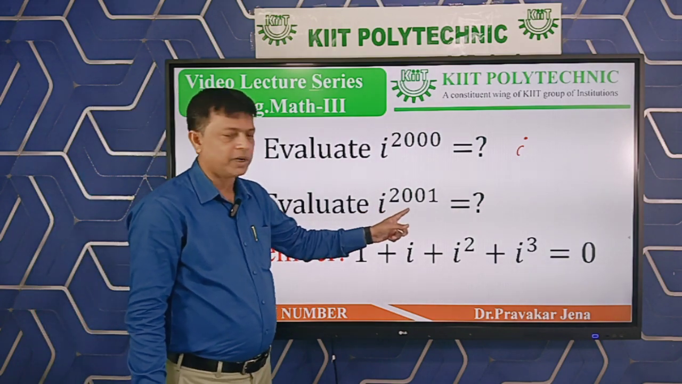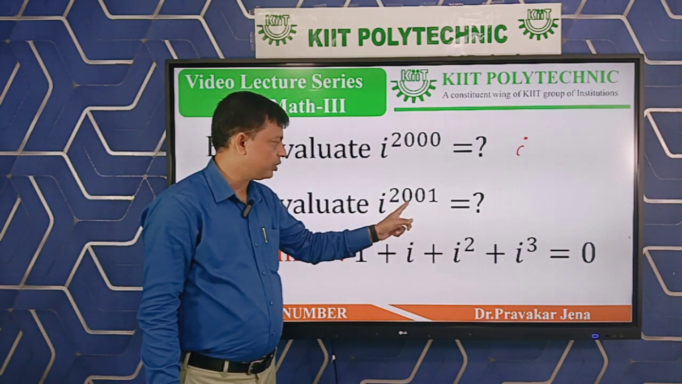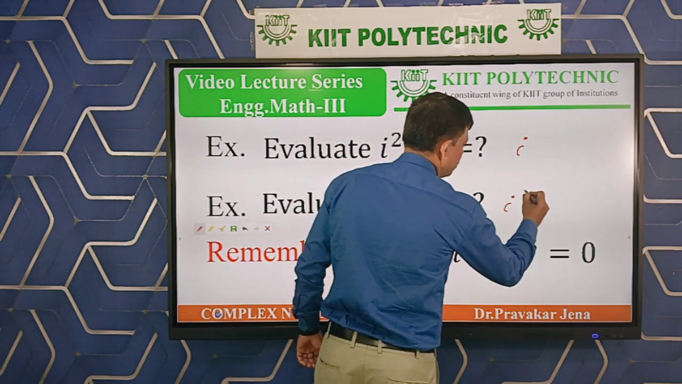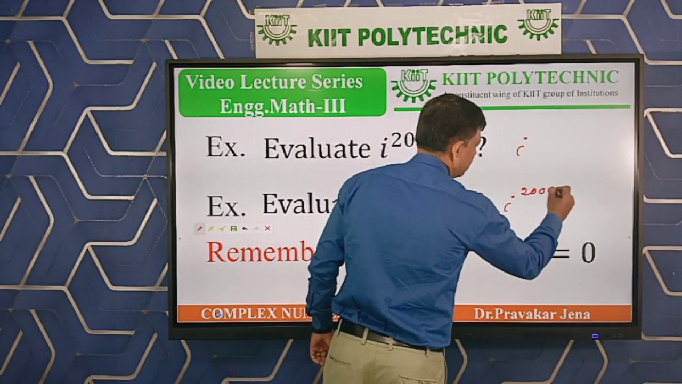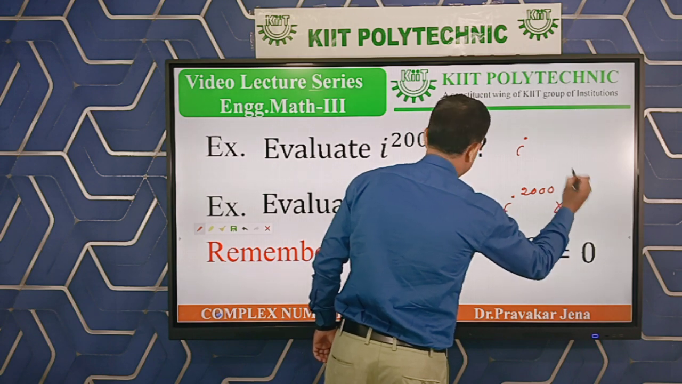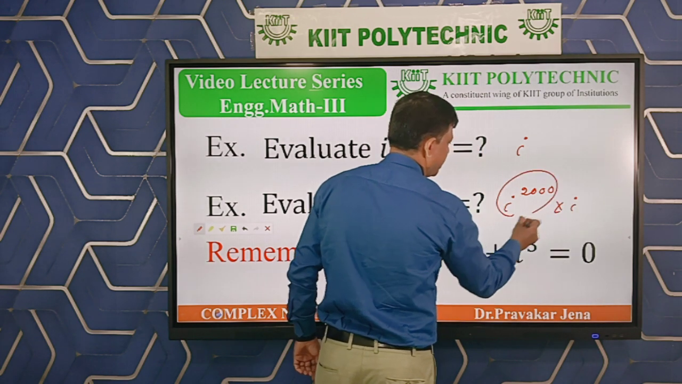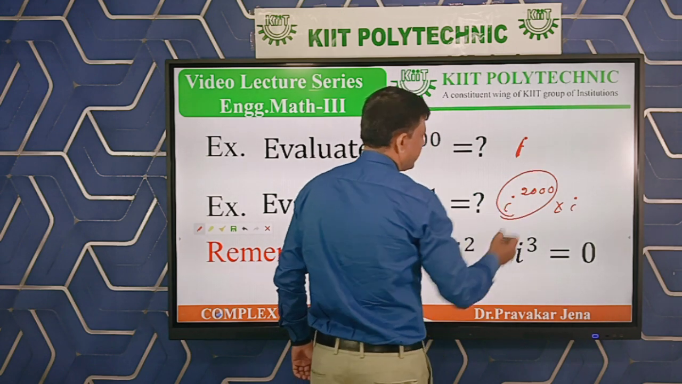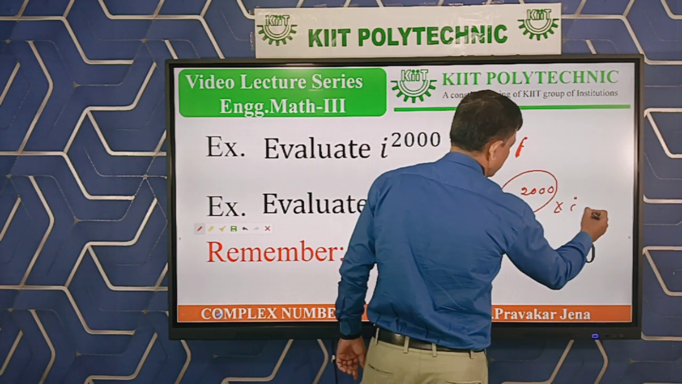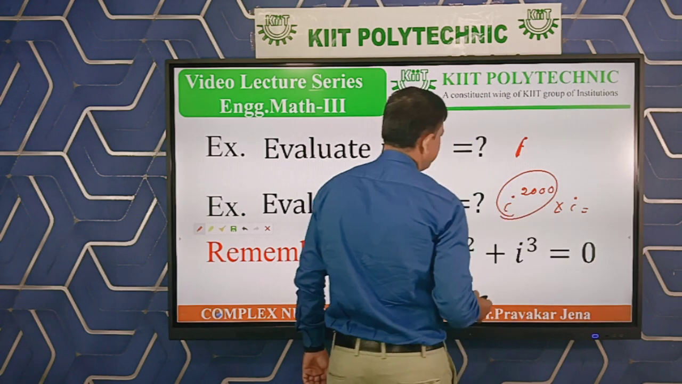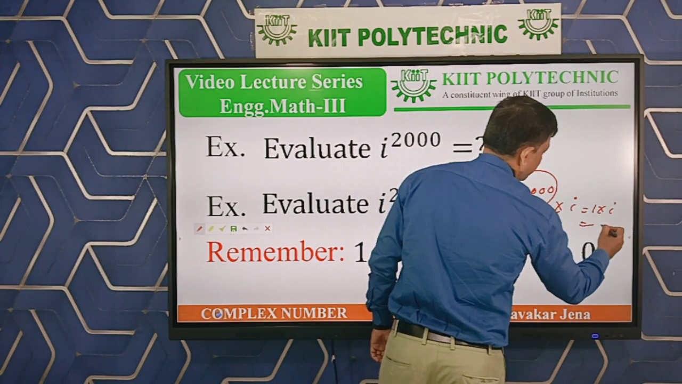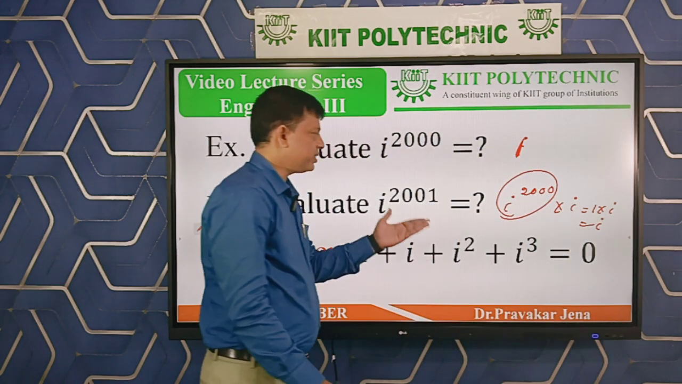And similarly, here is another question I have taken. Evaluate i to the power 2001. Power 2001 means this is an odd number, and you can make it i to the power 2000 into i. And this i to the power 2000 we already know is 1, so this is 1 into i, and this equals i. So this is very simple.